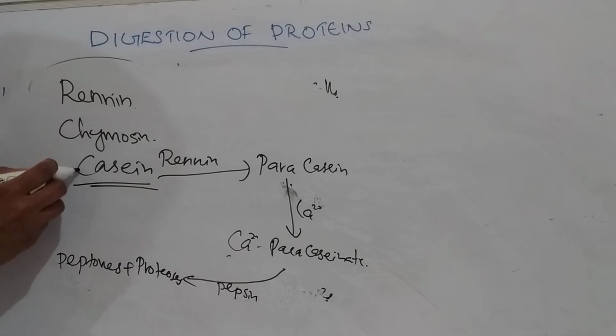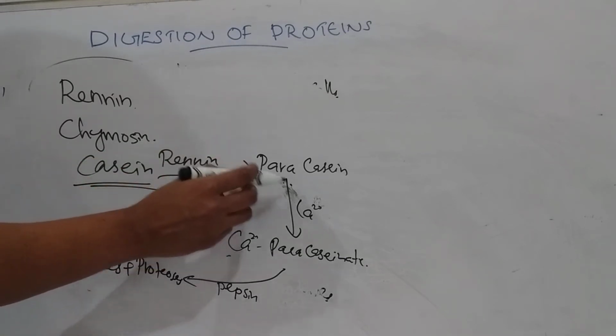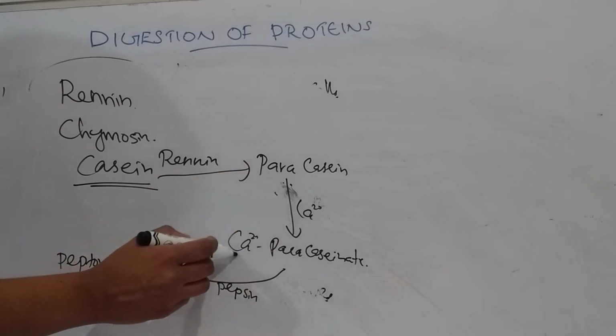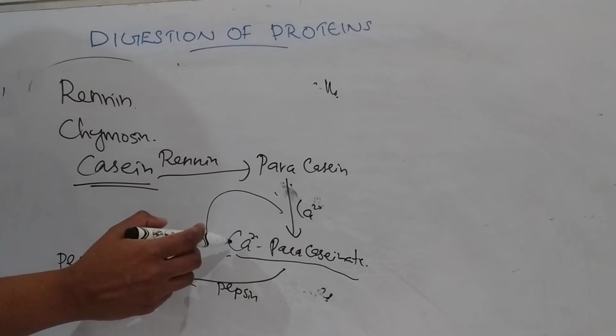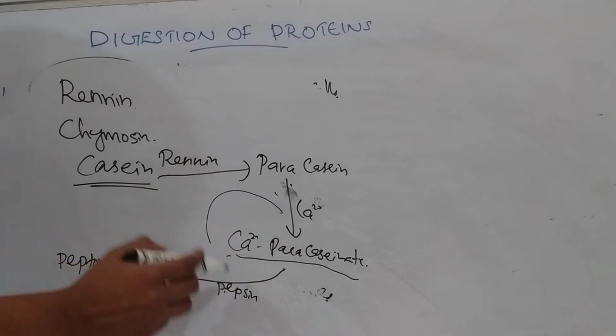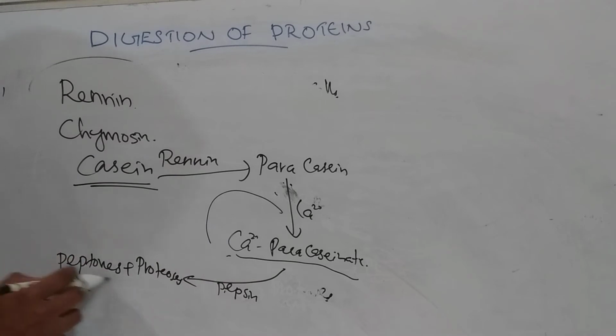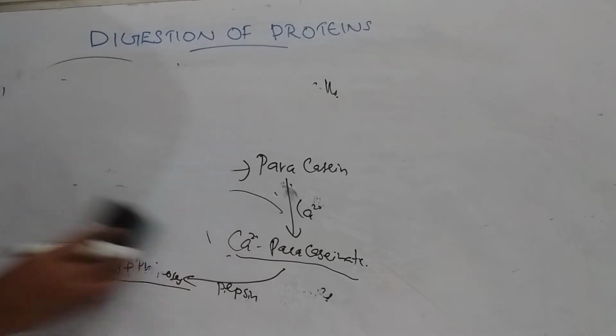So rennin acts on milk protein casein to form paracasein. Paracasein in the presence of calcium is converted to calcium paracaseinate, a curd-like substance. This calcium paracaseinate can be digested by pepsin and broken down into smaller peptides like peptones and proteoses. So that is digestion in the stomach.